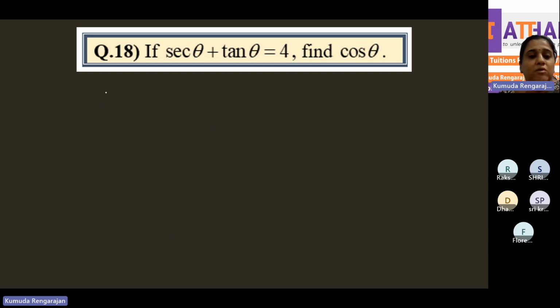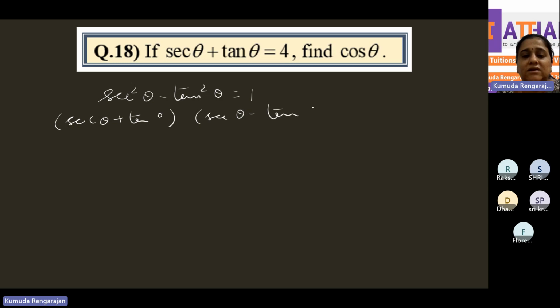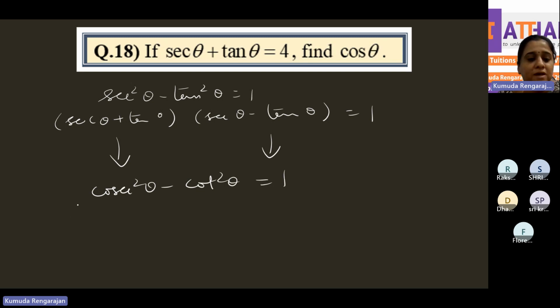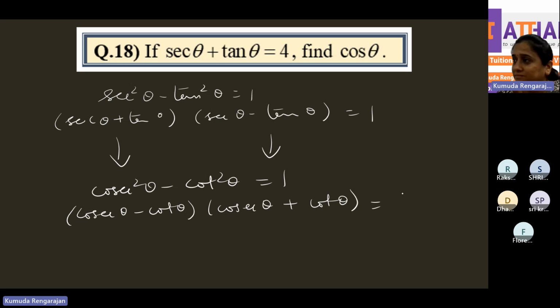Only for these two. Only for secant square theta minus tan square theta is equal to 1. So secant theta plus tan theta into secant theta minus tan theta is equal to 1. They are the reciprocals. So whatever is this, this will be the reciprocal of that. Similarly, cosecant square theta minus cot square theta is equal to 1. So this means cosecant theta minus cot theta into cosecant theta plus cot theta is equal to 1.